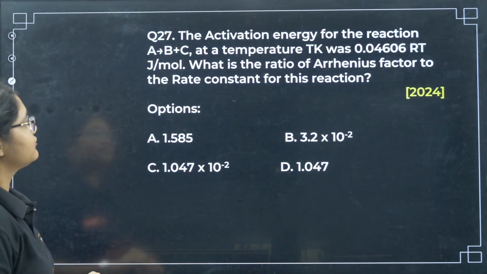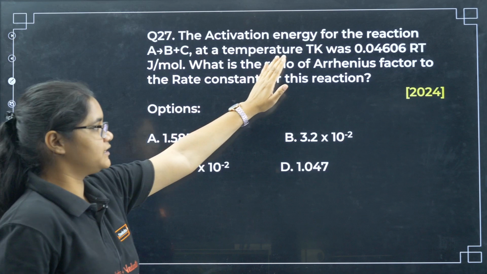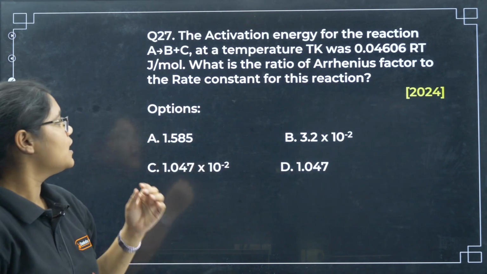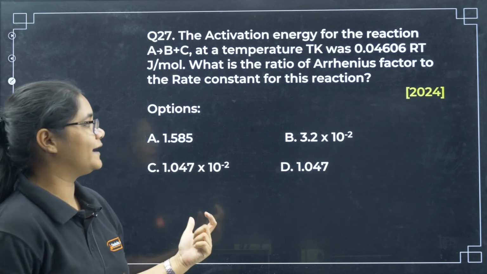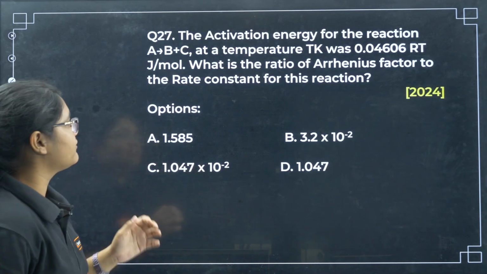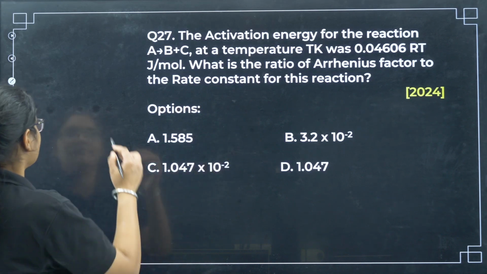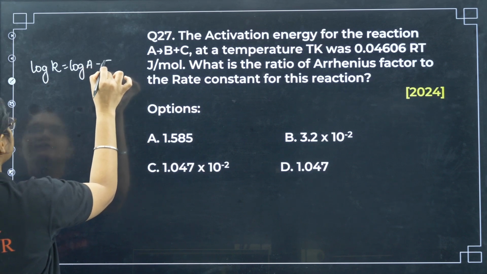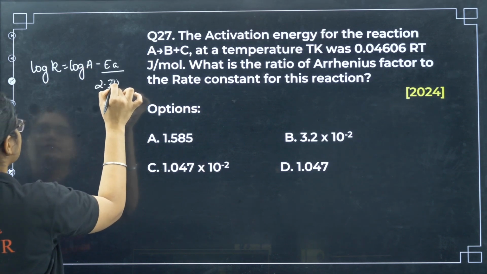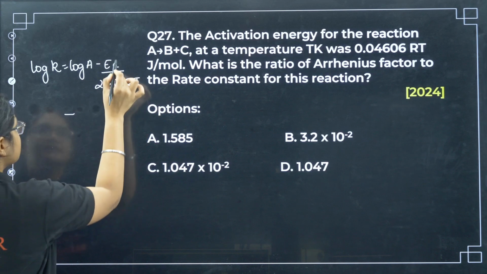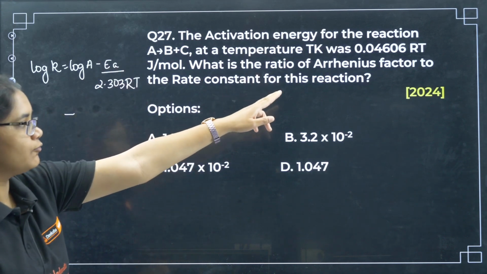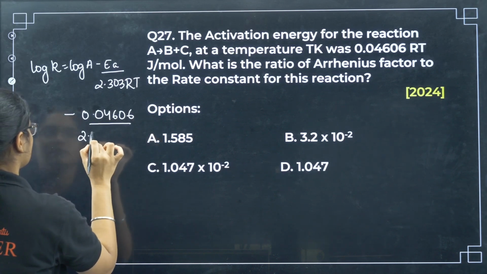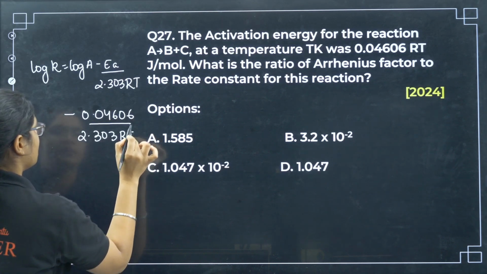Next, the activation energy for the reaction A gives B plus C at a temperature T Kelvin was found to be 0.04606 RT joules per mole. What is the ratio of Arrhenius factor to the rate constant of this reaction? So now if I want to calculate, this is a 2024 question, we have this equation, right? Log of K is equal to log A minus EA by 2.303 RT. Now what I can substitute in the place of EA? 0.04606, right?